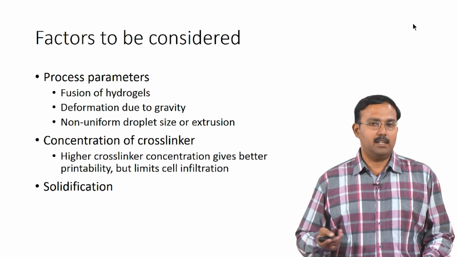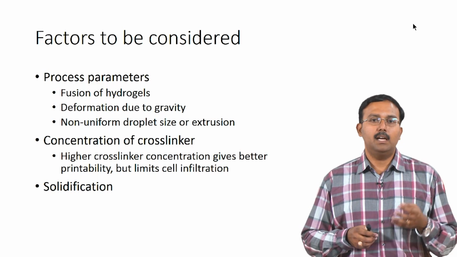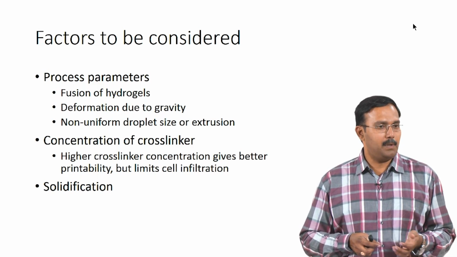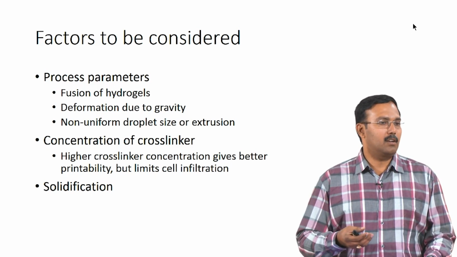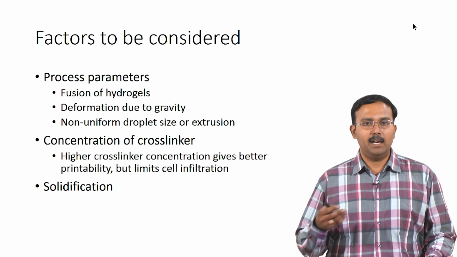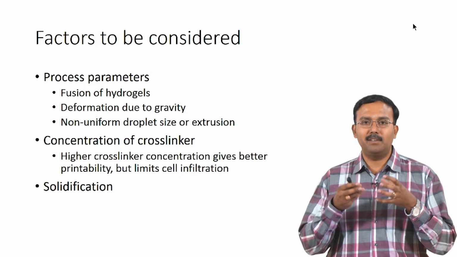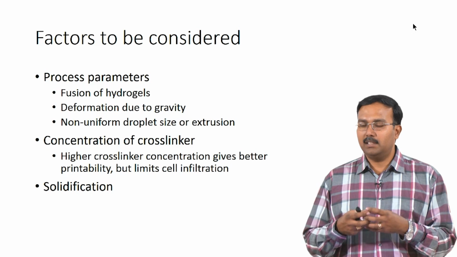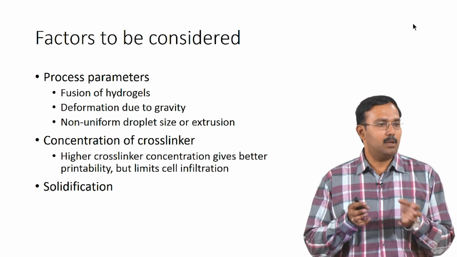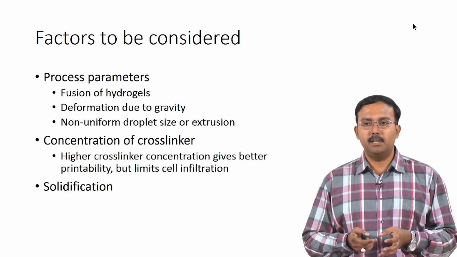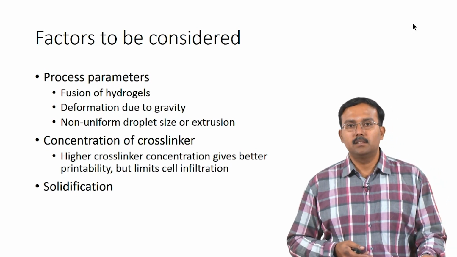Non-uniform droplet size or extrusion can happen because of how the process is being taken care of, and the concentration of crosslinker will also play a role in some of these properties. For example, gelation will depend on the concentration of crosslinker. If you have a high crosslinker concentration, you will have better printability because it will form very strong structures after printing, but it will limit cell infiltration. Another thing is the final solidification of this construct after it is printed. So, all these factors have to be looked at while you are printing a 3D structure.